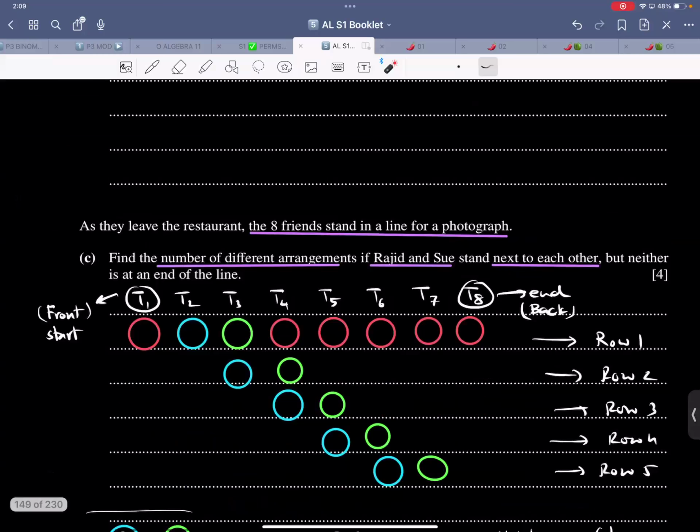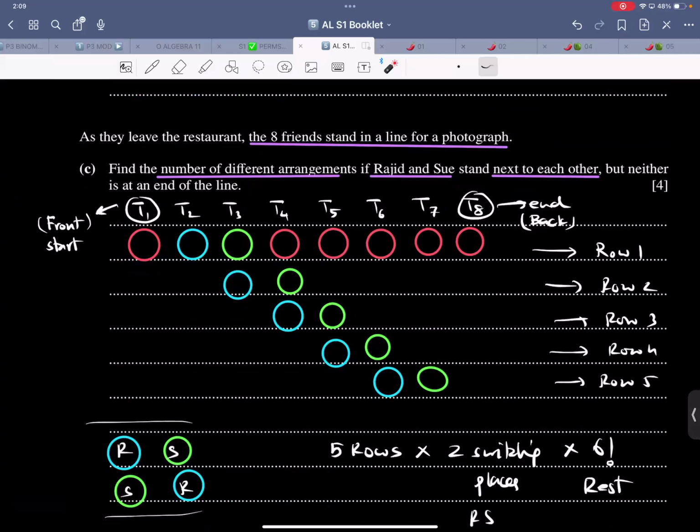Next one. As they leave the restaurant, again, this time look at the diagram. That's what the examiner is talking about. Simple diagrams to aid your working are a necessity. As they leave the table, the 8 friends stand in a line for a photo. Find the number of different arrangements if R and S stand next to each other, but neither is at the end of the line. If you look at it closely, this is just like what we just did. Not exactly the same, but something like that. So this is the front, this is the end.